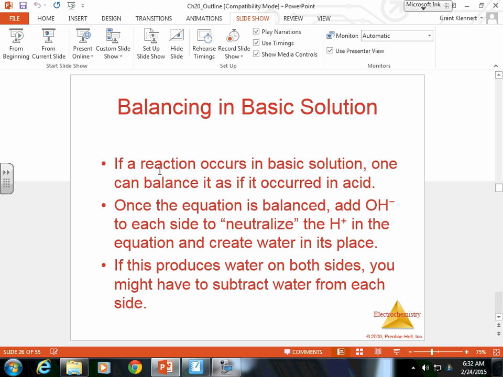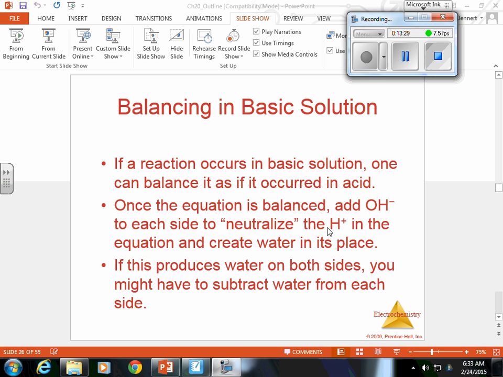Lastly, if we were balancing in a basic solution, a couple things here. If the reaction occurs in a basic solution, you can balance it as if it occurred in an acid. Once the equation is balanced, add OH to neutralize the H to create water in its place. If this produces water on both sides, you can subtract water from both sides. We'll do a couple examples of that in class. But in general, that's a great example of doing redox reactions, applying your oxidation numbers, breaking into half equations, and solving your redox reaction.